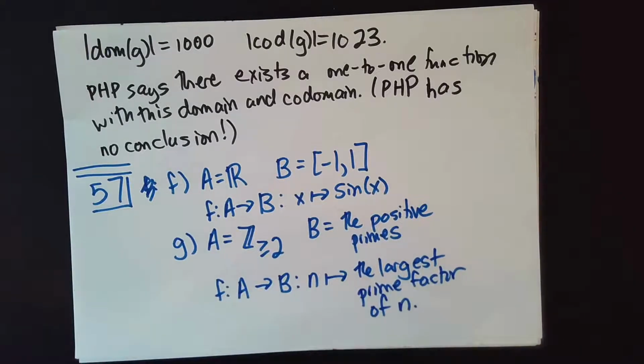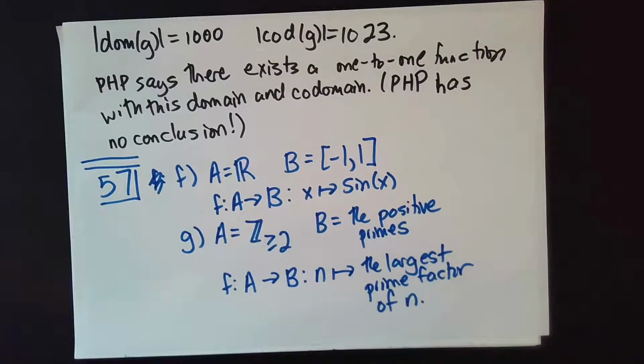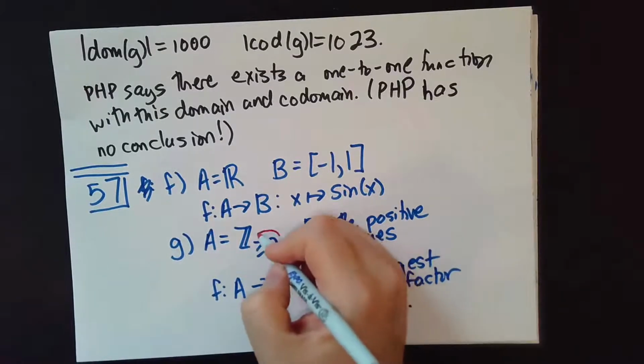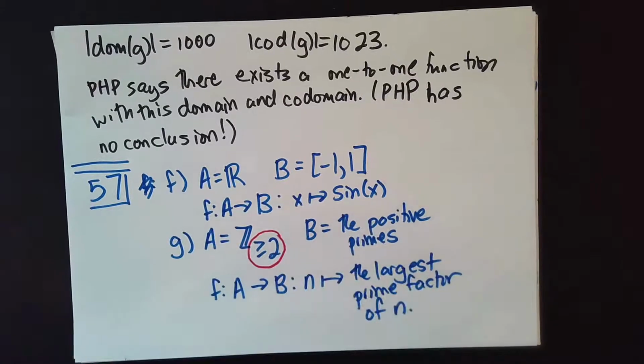And that is certainly a reasonable, well-defined function that will take every integer to a prime number. And in fact, once you see something like this, you can probably guess this is why there's a greater than or equal to 2 here on the z, because 1 doesn't have any prime factors.